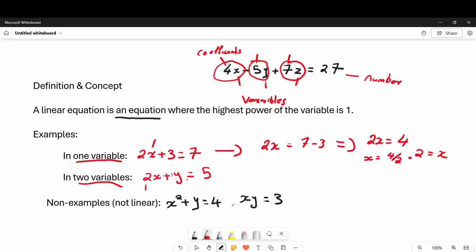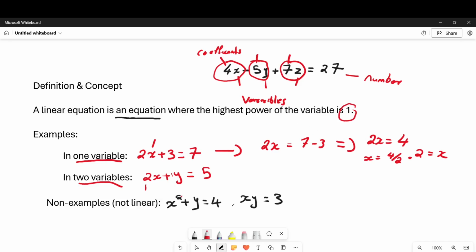Keep in mind, a linear equation is an equation where there can be one variable, two variables, three variables, any number of variables, but the highest power of each variable inside the equation should be 1.